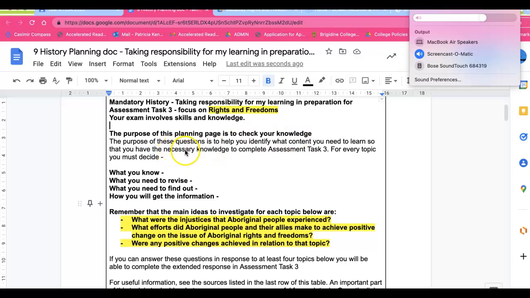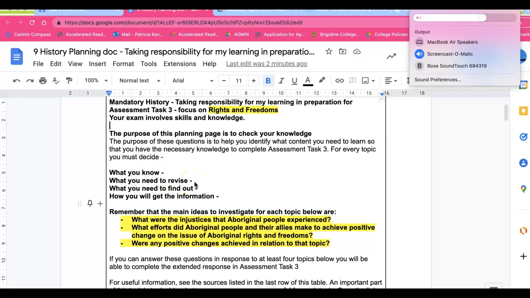The purpose of these questions on the planning page is to help you identify what content you need to learn so that you have the necessary knowledge to complete assessment task 3. So for every topic listed, you must decide and write down what you know. If you don't know anything, that's fine. But it's good for you to note on your planning page that you have absolutely no knowledge of that topic. What you know or what you need to revise.